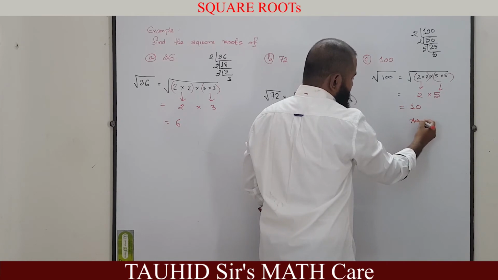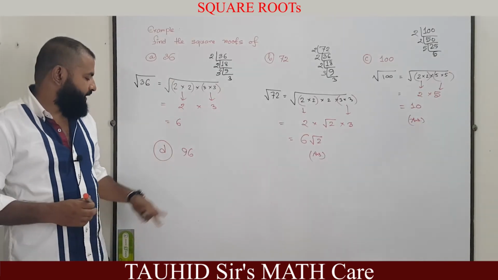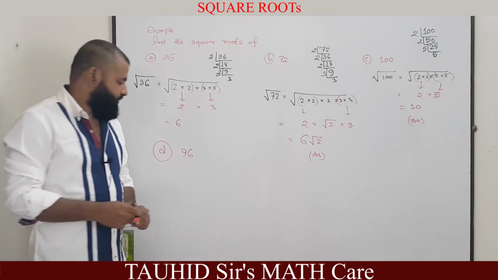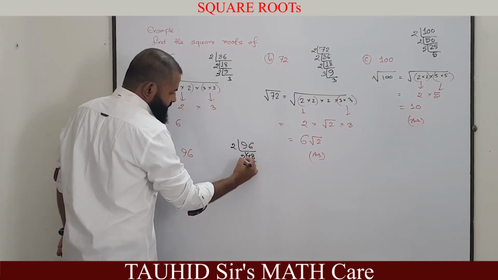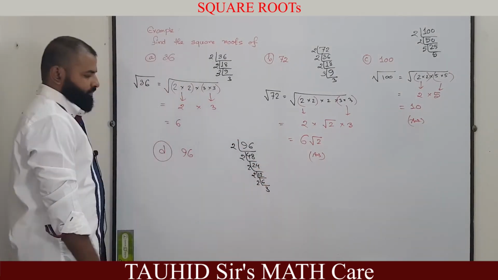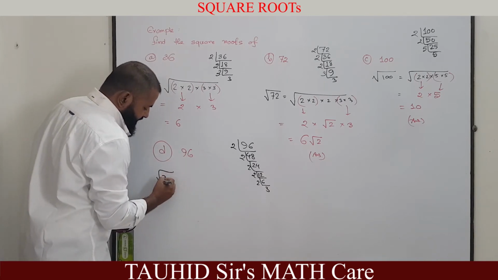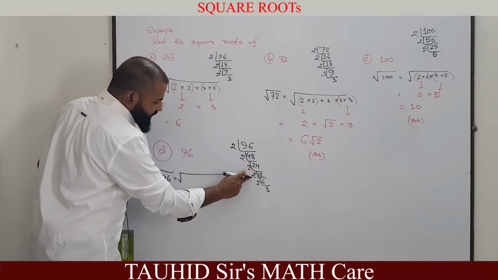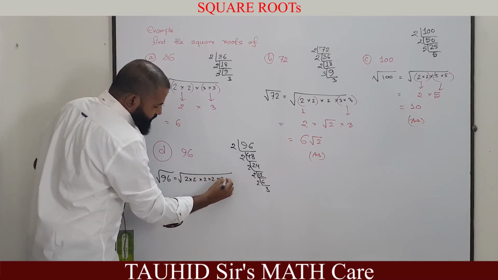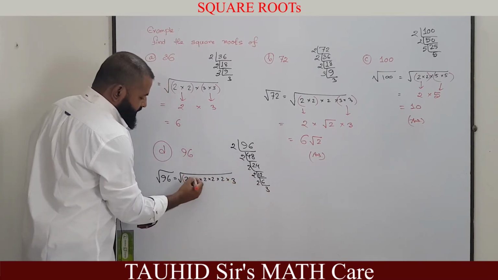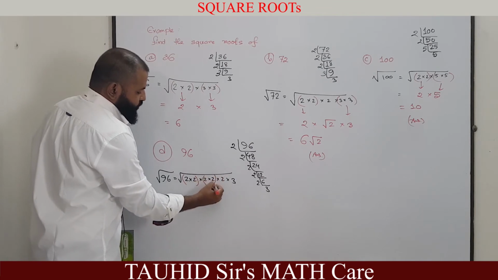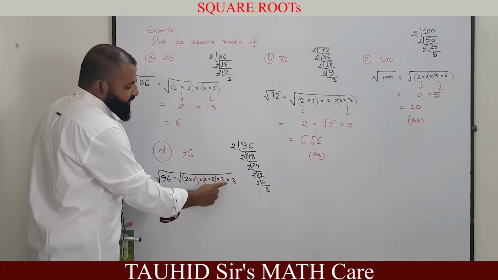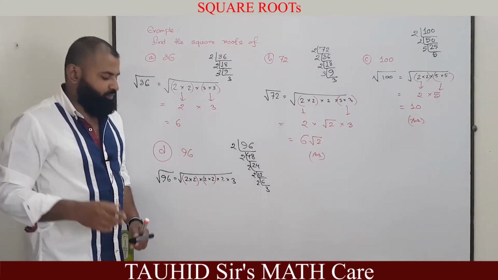This is our answer. Let's see another example, root over 96. We need to find this. Factorize it. So root 96 equal to root over 2 into 2 into 2 into 2 into 2 into 3. These 2's are paired, these 2's are paired. This 2 is single, unpaired, this 3 is single and unpaired.